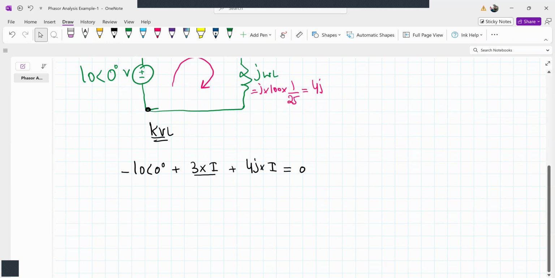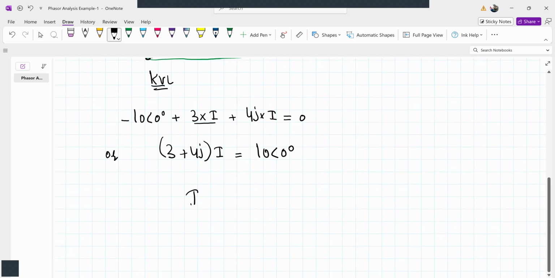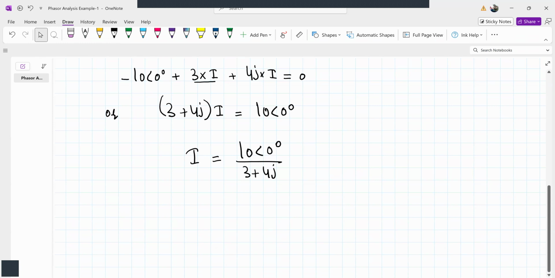Now to find I, we'll simply manipulate this equation. We'll write 3 plus 4j, take I outside, and this will be equal to 10 at an angle of 0. Now we can write I as 10 at an angle of 0 divided by 3 plus 4j. So I is simply the division of 2 complex numbers. One is given in polar form, another is given in rectangular form. Let's convert both these complex numbers into polar form.